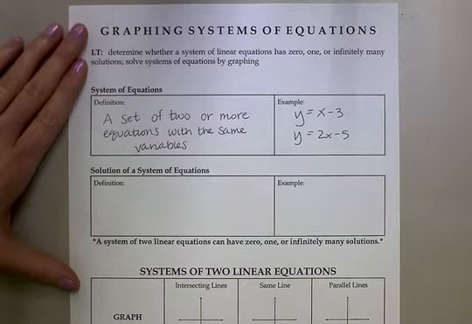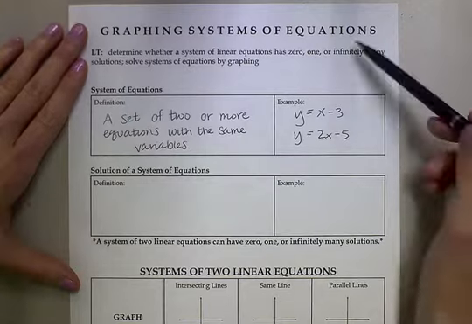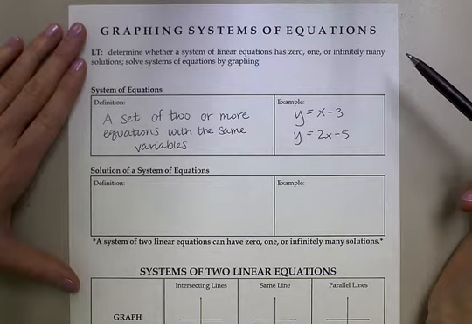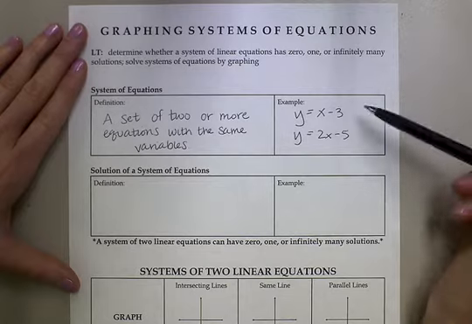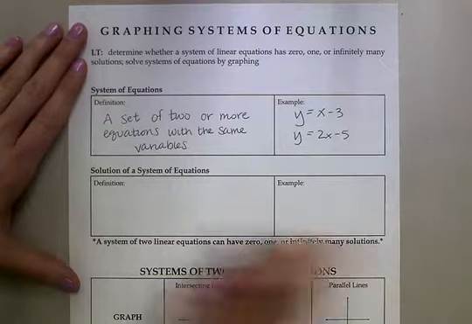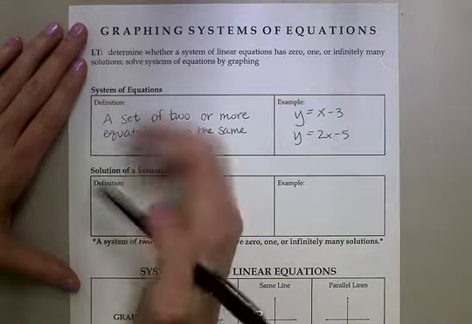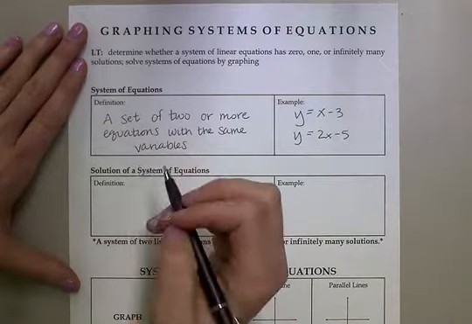Now, when we're looking at a system of equations, the main thing we're concerned about is the solution to the system. Now, a solution to a system of two linear equations is simply the ordered pair or pairs that satisfy the equations in the system.